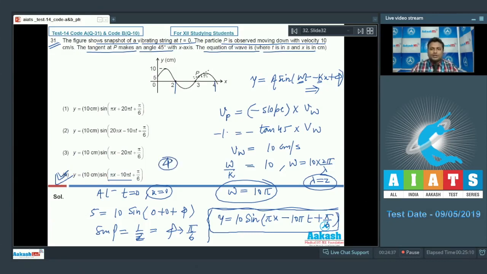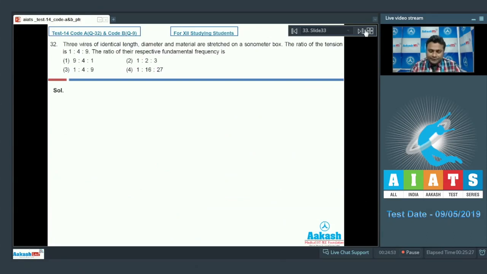Now move on to the next, that is 32. So here is question number 32, everyone. 3 wires of identical length, diameter and material are stretched in a sonometer box. The ratio of tension is 1:4:9. Then the ratio of their respective fundamental frequency is?